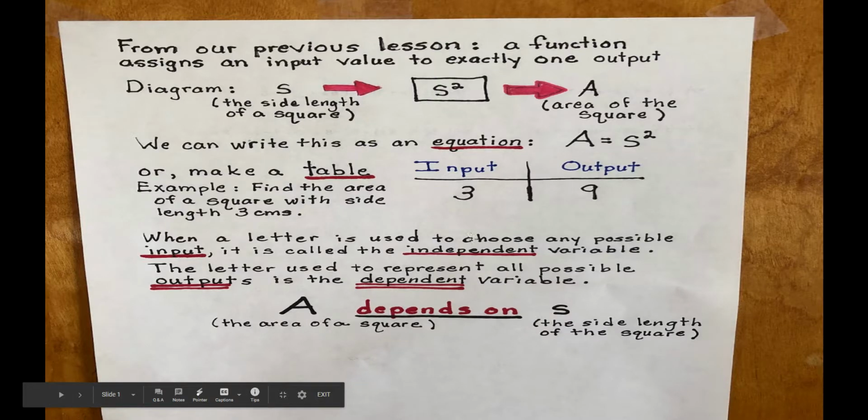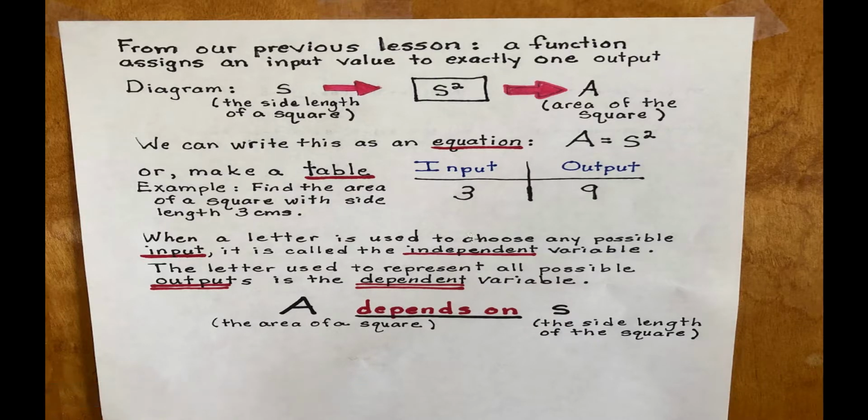From our previous lesson, a function assigns an input value to exactly one output. A diagram is helpful to show us this. In the diagram, S, representing the side length of a square, follows the function rule, S squared, or S times itself, to give us an output A, which is the area of the square. We can write this as an equation. Area of a square is equal to its side length squared.